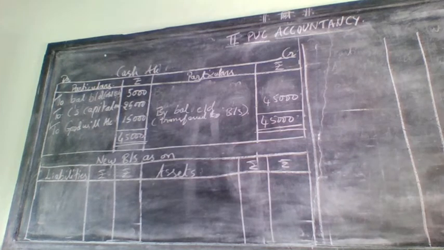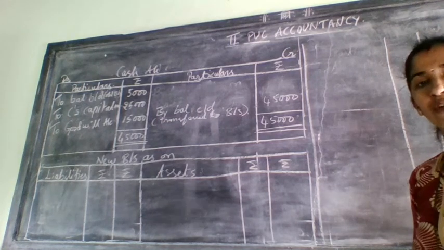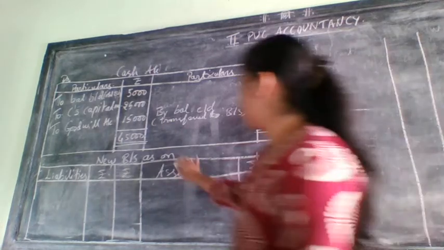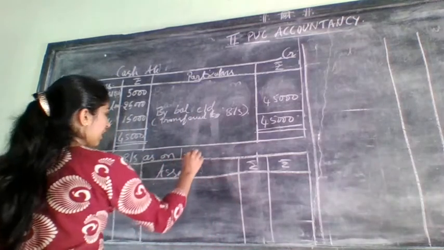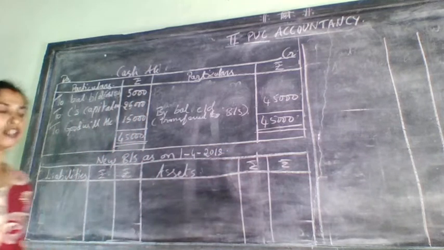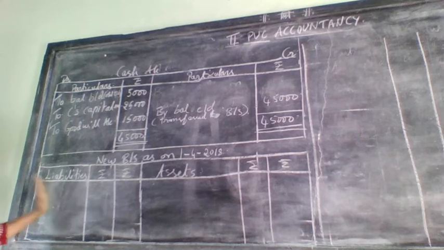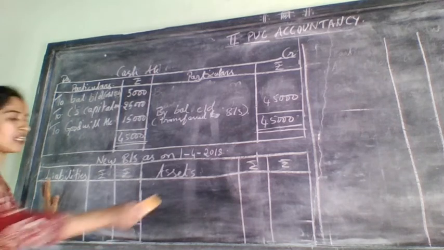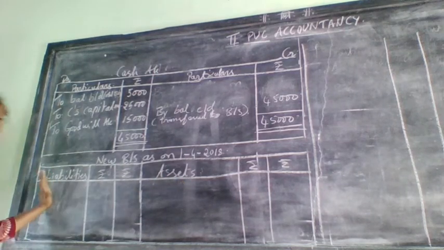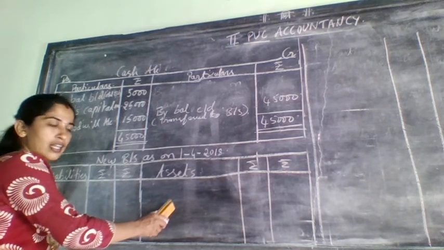Here in this problem they have given, on 1/4/2018 C is admitted into the partnership firm. Correct? That 1/4/2018 is the new balance sheet date. Write here as 1/4/2018. And one more thing, for a balance sheet, no debit and credit because it is not an account, it is a balance sheet. So right hand side is asset, left hand side is liability.